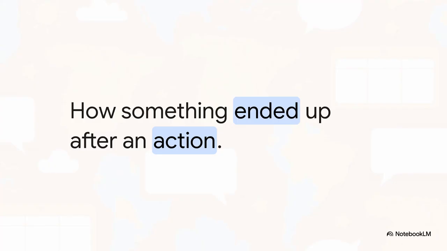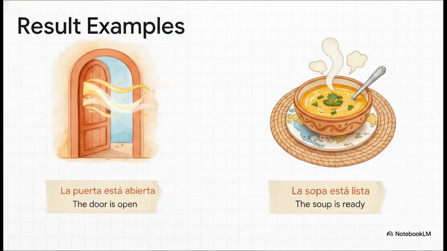And that brings us to our final rule, results of an action. This describes the aftermath of an event. How did something end up because of something else that just happened? Think of it as cause and effect. Someone opened the door, so the resulting state is la puerta está abierta. The door is open. Or someone spent all afternoon cooking, and the glorious result is la sopa está lista. The soup is ready to eat.